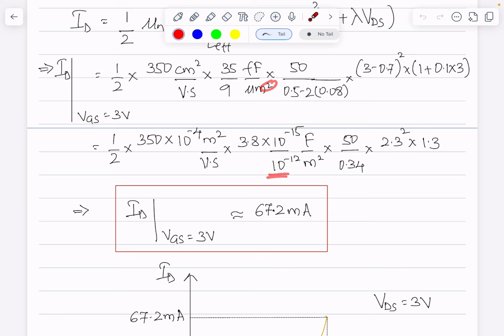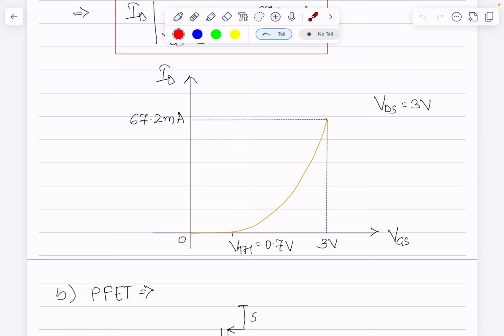And this comes out to be 50 over 0.34, then 2.3 square times 1.3, which eventually gives us an ID of 67.2 milliamps. And this is what the curve looks like. When VGS is less than VTH, there is no current. VGS greater than VTH, the current follows this trace, and for VGS equals 3 volts, we have a current of 67.2 milliamps. This is for a constant VDS equals 3 volts.